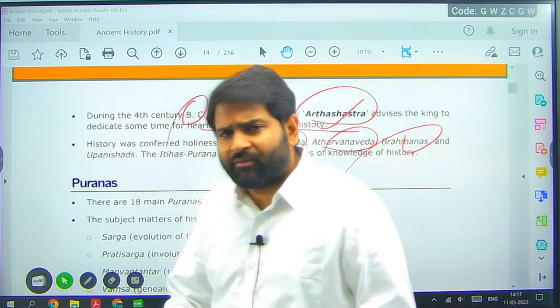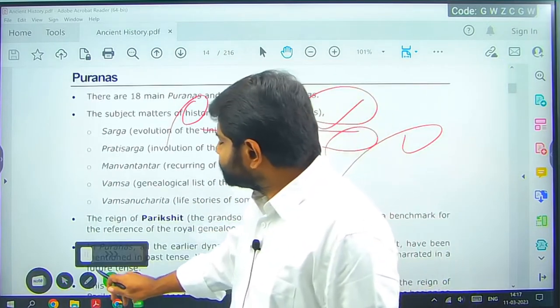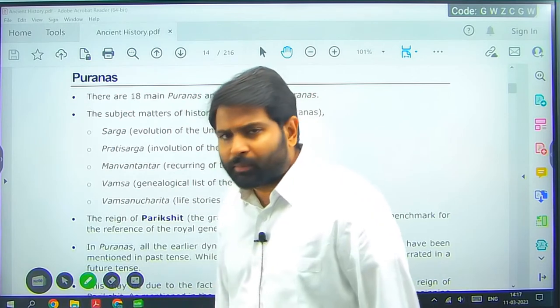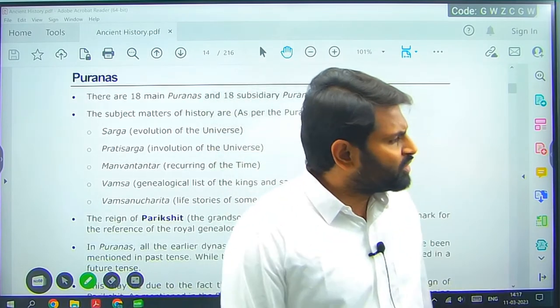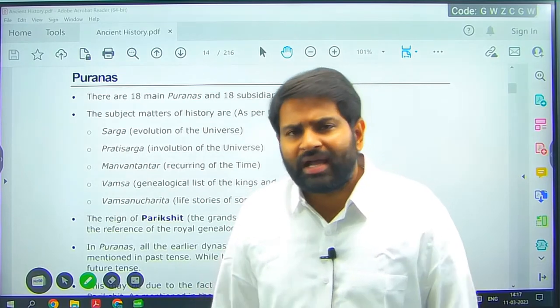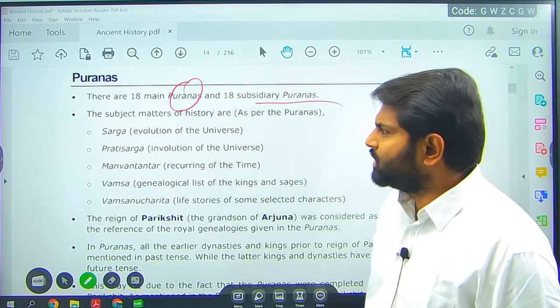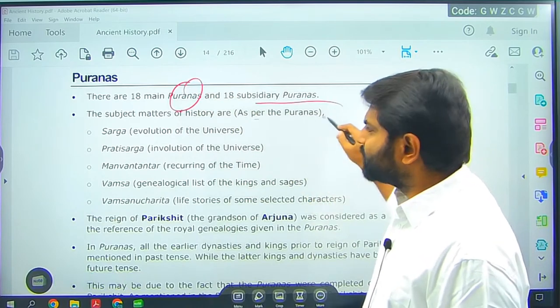Veda itself, the name Veda itself is saying that knowledge. So, Puranas. If you know about Puranas, what are Puranas? Puranas mostly are not accepted as a historical text but accepted as mythology. There are 18 Puranas, 18 subsidiary Puranas. The subject matter of the history is as per the Puranas.